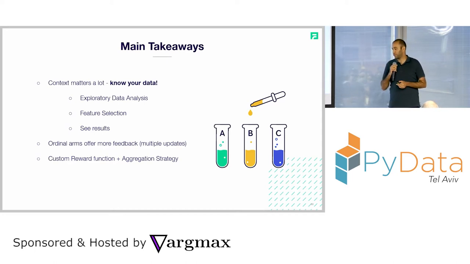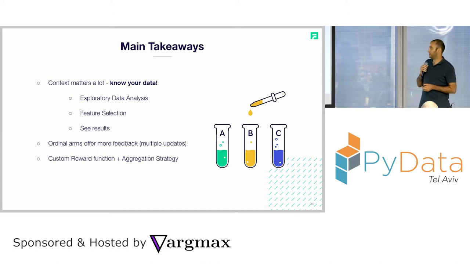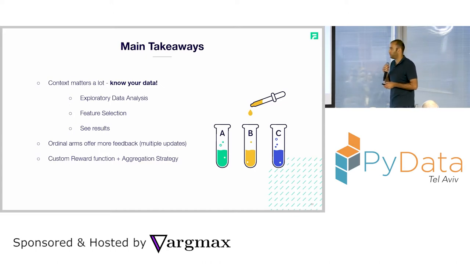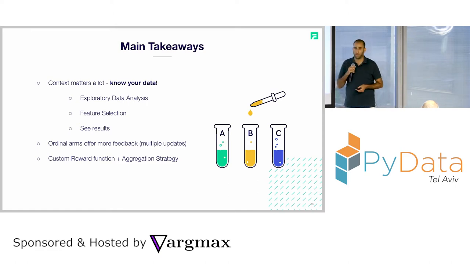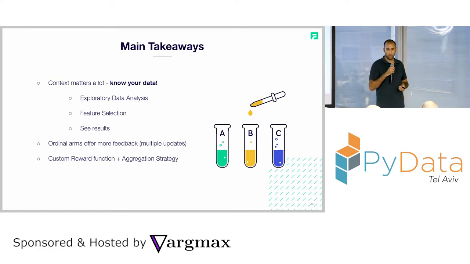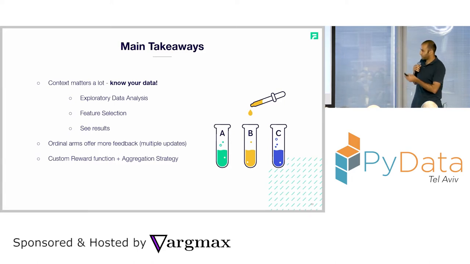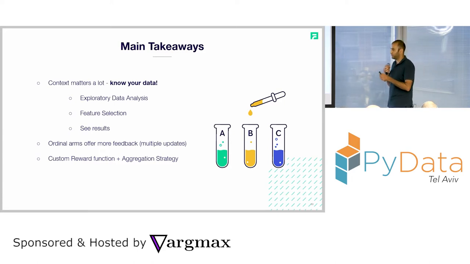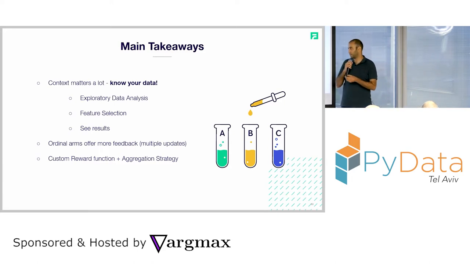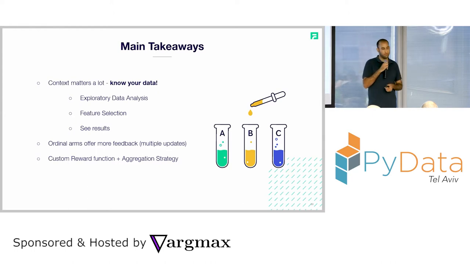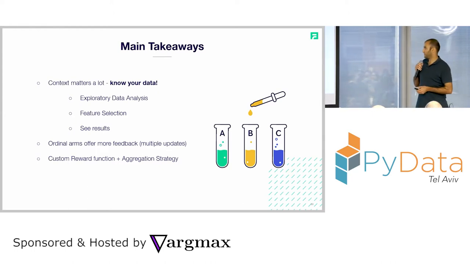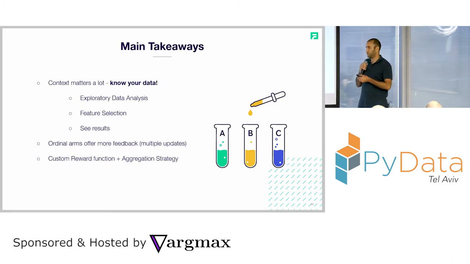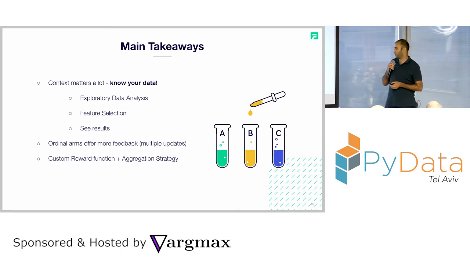Second thing is that ordinal arms offer more feedback. As opposed to categorical variables, we can use these multiple updates or custom reward that we implemented, which helped us a lot. And third thing, I think, is the creativity point. So we can use the custom reward function, aggregation strategy, and I believe that there are more, because the problem of pricing is now getting, let's call it, more popular. So definitely a lot more room for creativity.